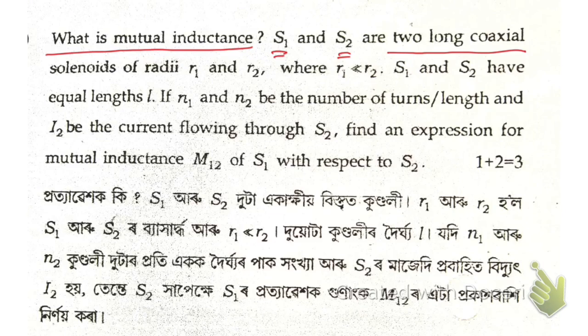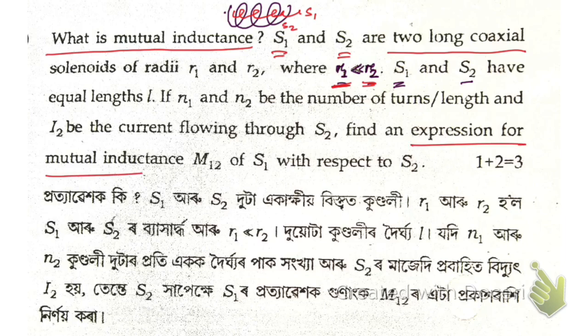Then the radii of the two coils are R1 and R2, and R1 is less than R2. Okay, R1 is very much less than R2. So the coils are taken as S1 and S2, of radii R1 and R2 respectively. This is one coil and another coil inside it. The inner coil is S1 and the outer coil is S2, and the radius of the inner coil must be R1 because R1 is less than R2. So we need to find the expression for the mutual inductance M12 of S1 with respect to S2.